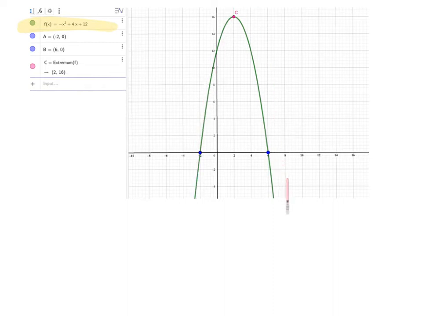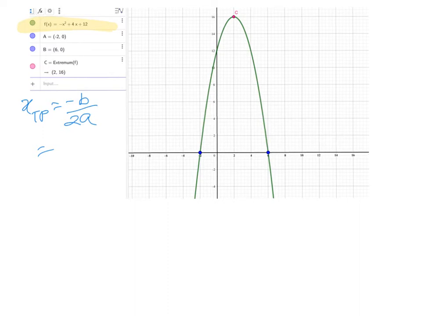You can see that graph here, and my function is f of x equals minus x squared plus 4x plus 12. Now this is in my standard form. How do I find my turning point? The x-coordinate of the turning point is given by minus b over 2a. My b is 4, if you look at the b here. Sorry, my b is 4.